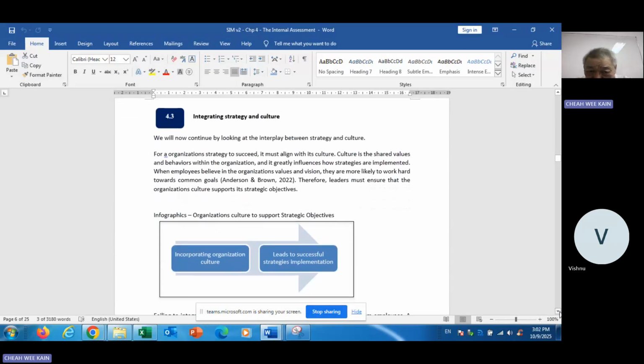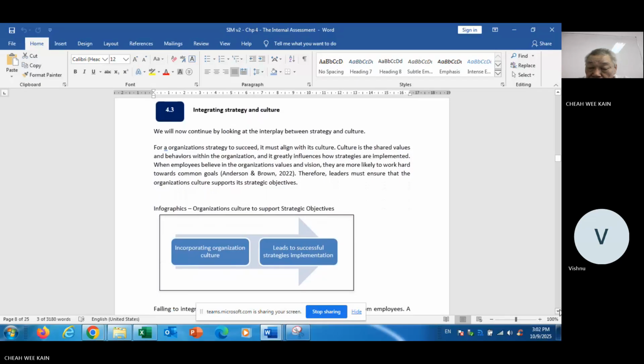Now, integrating means involving, I think, putting in strategy and culture. How do you integrate strategy into culture? Now, why is culture important? Like I said, we may be operating in different types of cultures. If you are multinational and global, obviously there will be different cultures, right? So you need to adapt your strategy based on the culture.